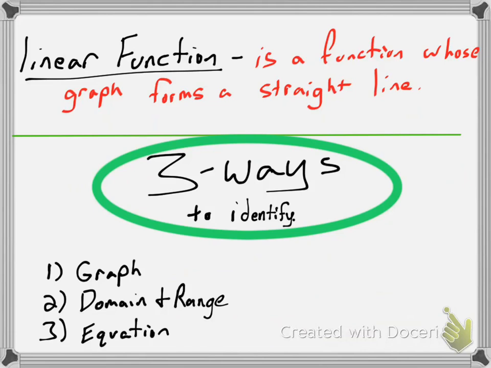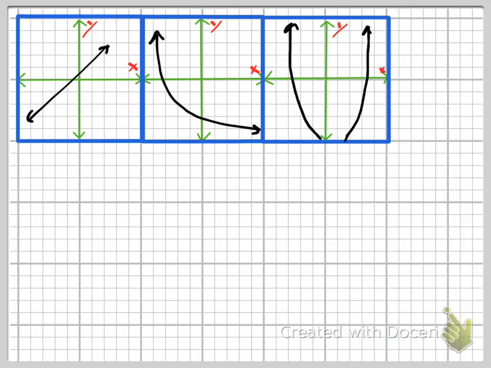So there's three ways to identify linear functions. One way is by the graph. The second way is using the domain and range. The third way is by the equation itself. Let's look at each one of these individually. Alright, so let's do graphing first.